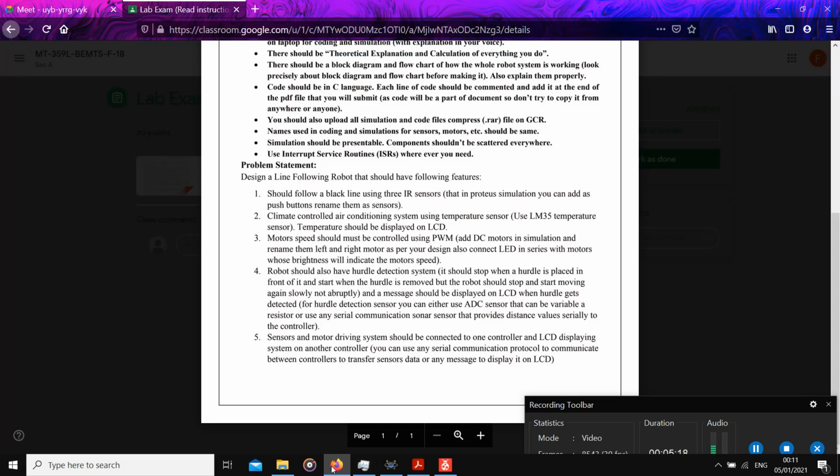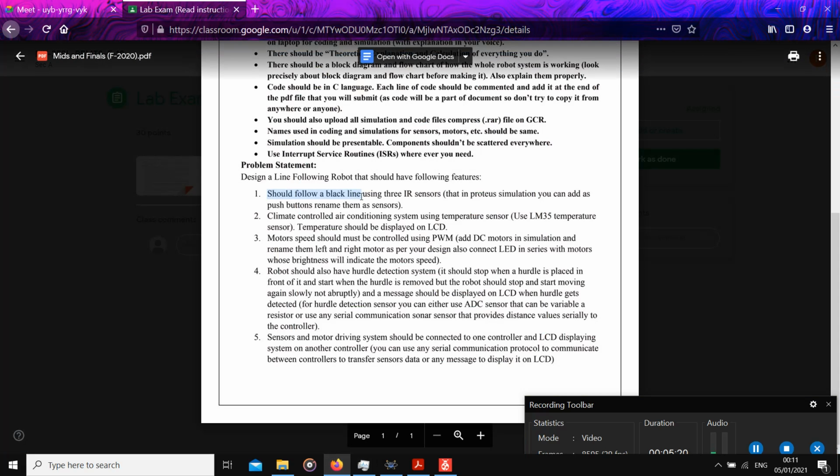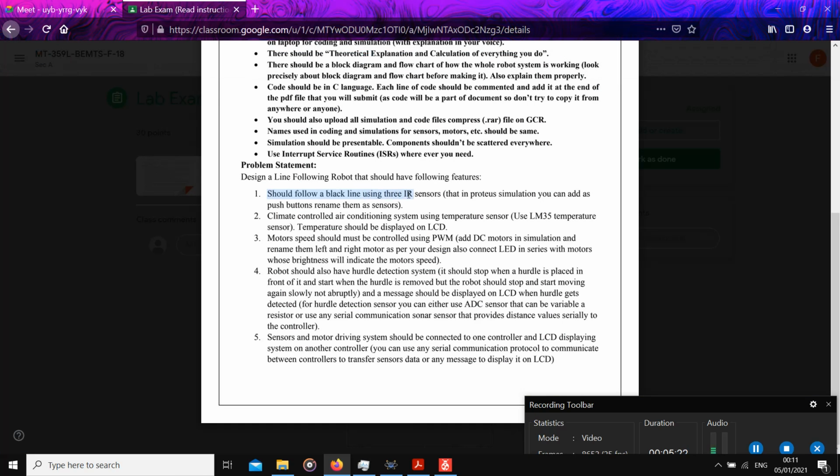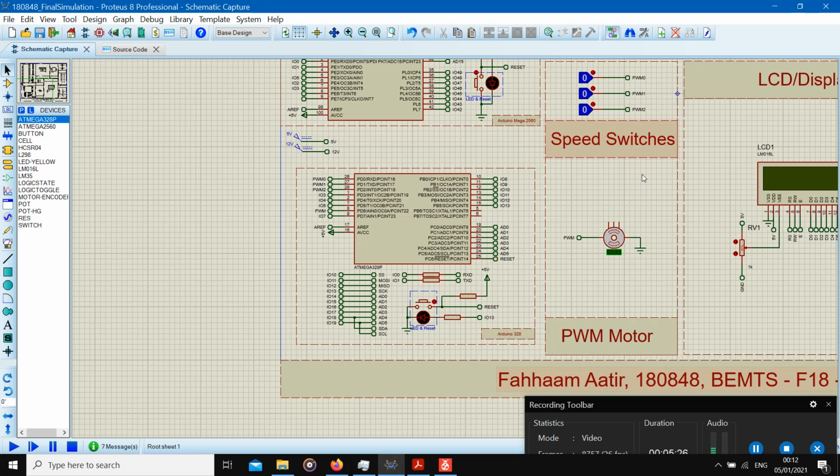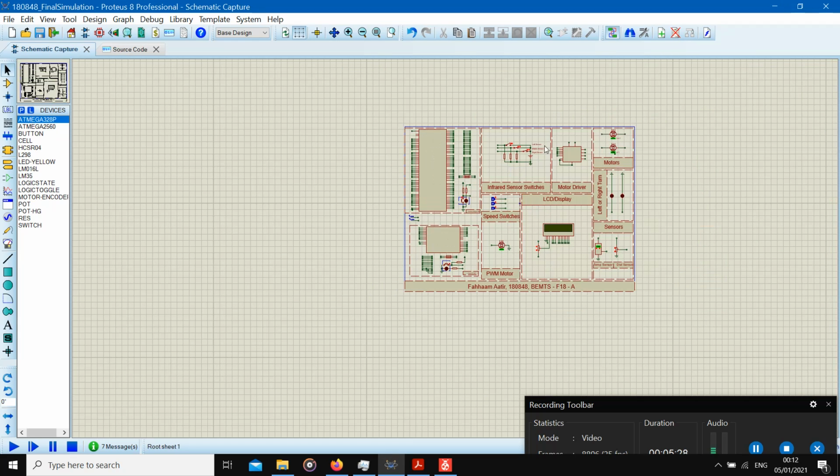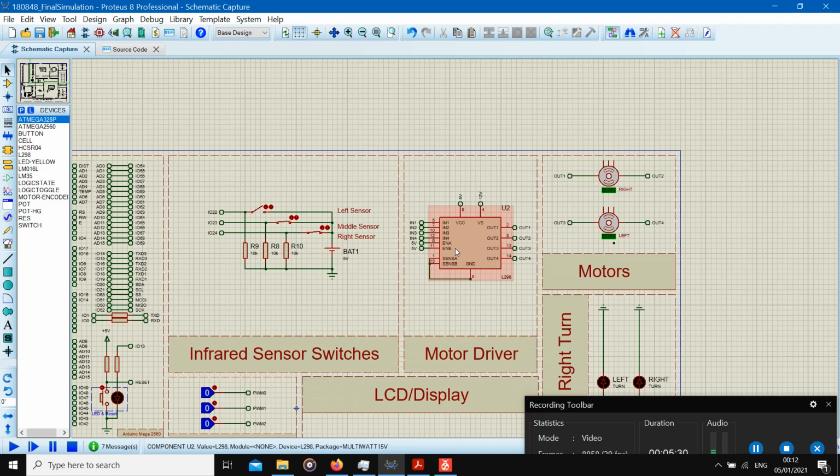So moving on to our first task, which was following a black line using three IR sensors. If we move on to our simulation over here, you can see that these are our switches that will act as our IR sensor inputs.